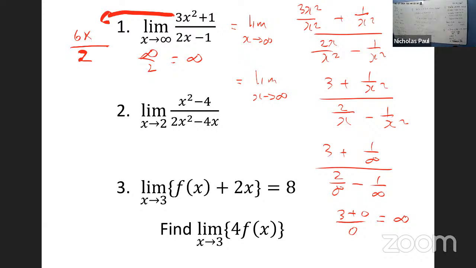Okay. Try number 2. Number 2 is what? Number 2 is factorization, right? So you should be able to factorize number 2. Yeah, difference of 2 squares and things.